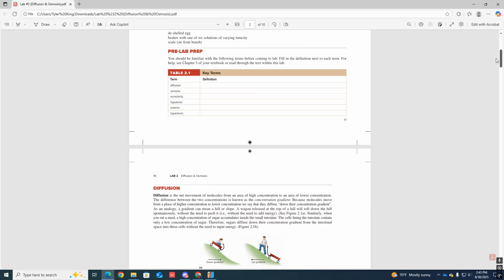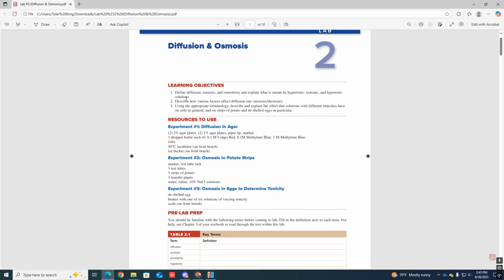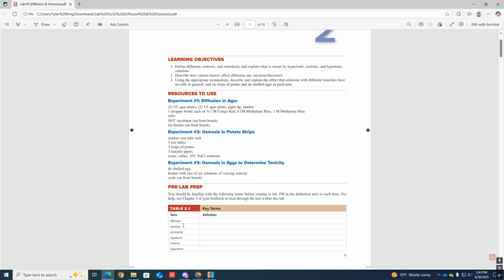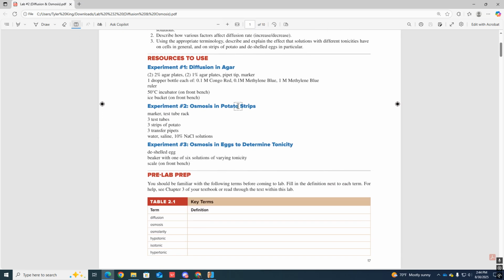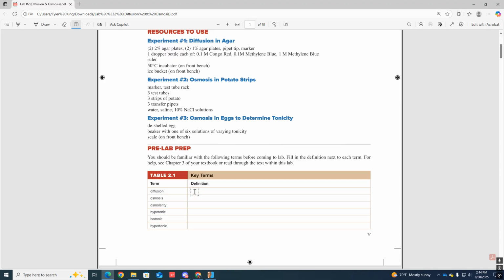Okay, so per usual, learning objectives: define diffusion, osmosis, and osmolarity. Explain what is meant by hypertonic, isotonic, and hypotonic solutions. Conveniently enough, pre-lab prep right here has all 6 of those things. So we're going to get that first learning objective out of the way right away. Okay, so let's get rolling here.